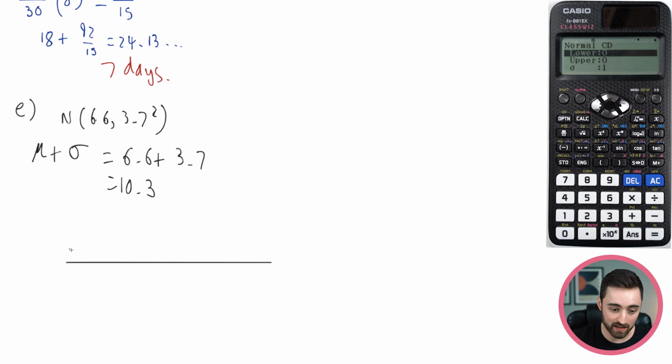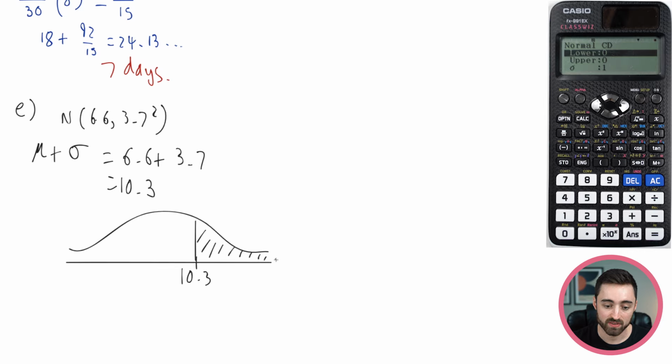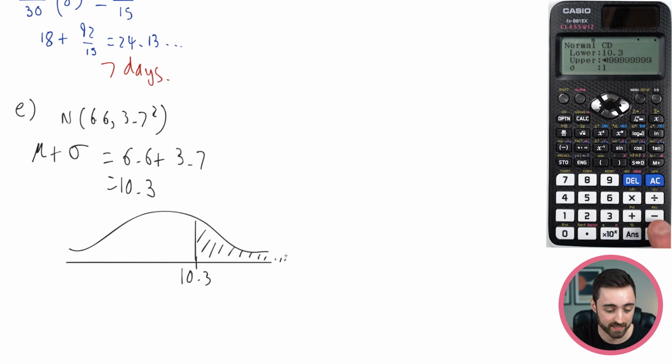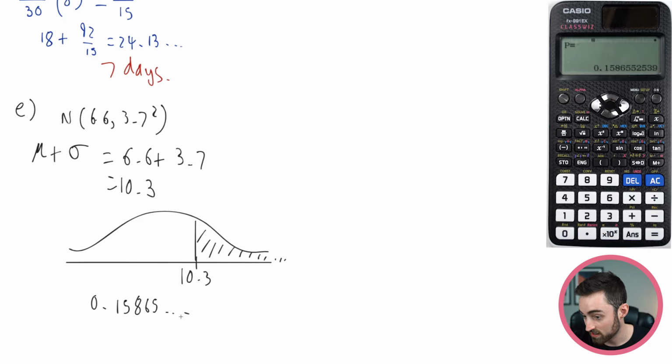And I want basically everything greater than 10.3. So my lower value is going to be 10.3. My upper value is essentially infinity, but you just want a massive number. Just get the 9 and just smash the 9 button. Massive number, obviously. And then sigma, which we know to be 3.7, and mu, 6.6. Press equals, and that gives you your probability. So it's going to be 0.15865... And I think we're generally working with 3 sig fig here.